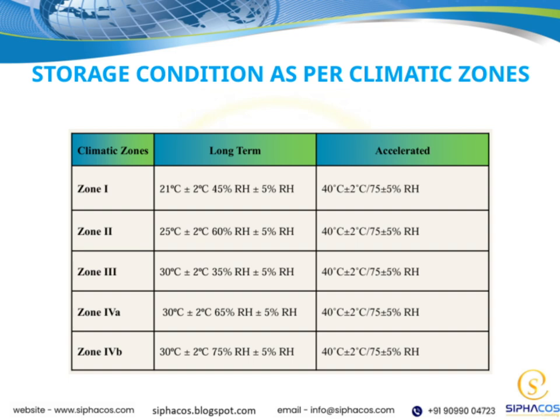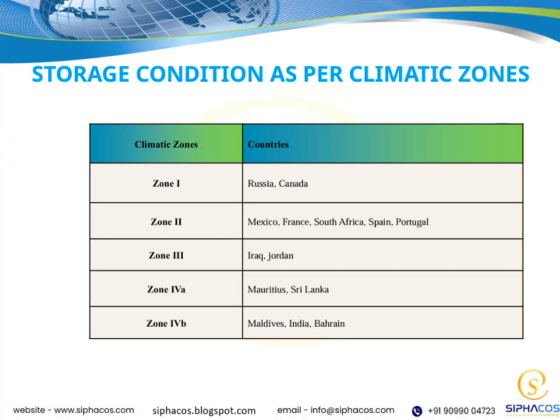This concept ties back to our overall theme of adapting storage practices to environmental factors, emphasizing that a one-size-fits-all approach isn't effective. By aligning storage conditions with the local climate, we optimize product quality and reduce losses, which is essential for efficient supply chain management. Let's take a closer look at storage conditions as per different climatic zones.